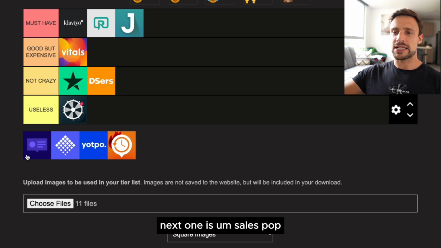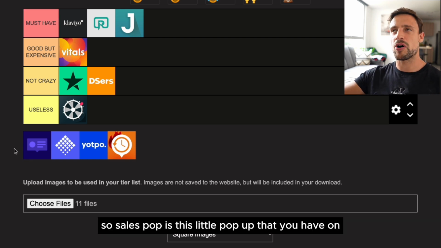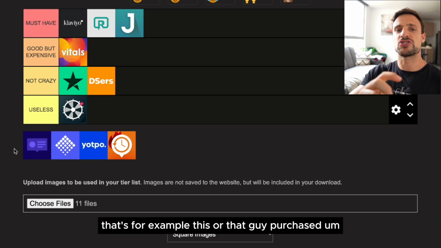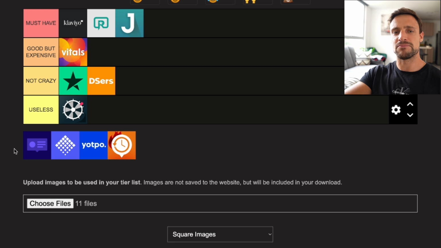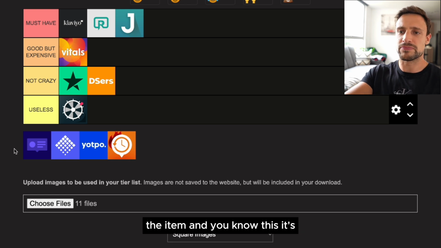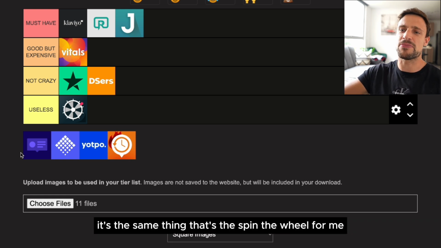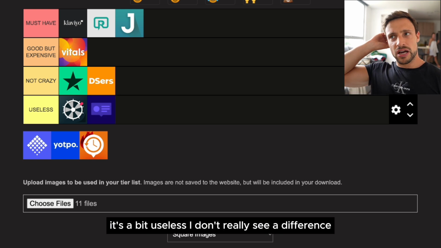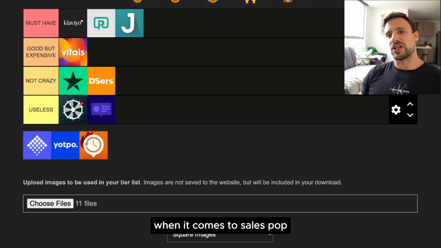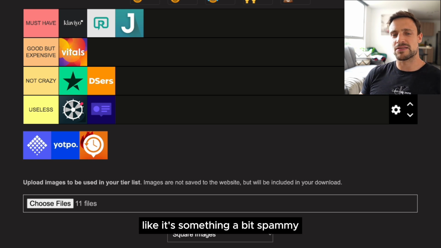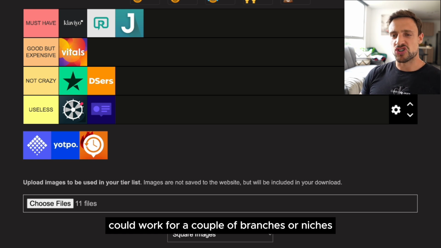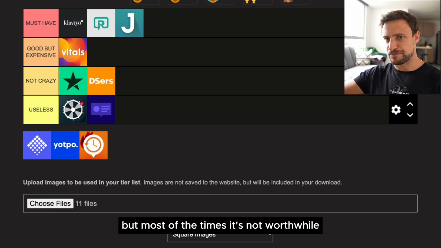Next one is Sales Pop. Sales Pop is this little pop-up that you have on the bottom left corner saying, for example, this or that guy purchased the item. It's the same thing as the spin the wheel. For me, it's a bit useless. I don't really see a difference in terms of conversion rate when it comes to Sales Pop. It's something a bit scammy, so I'm not a crazy fan of it. It could work for a couple of branches or niches, but most of the time it's not worth the while.